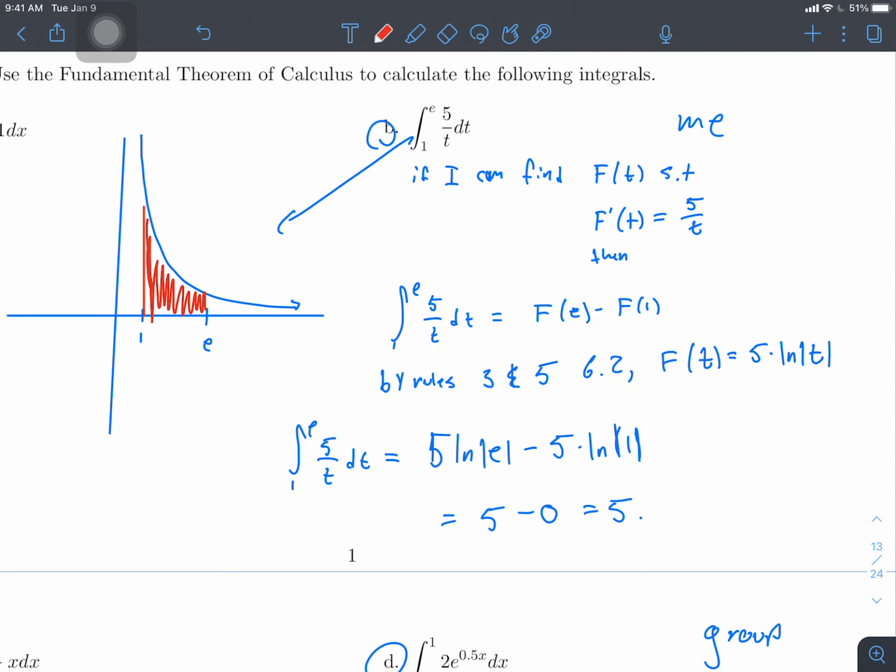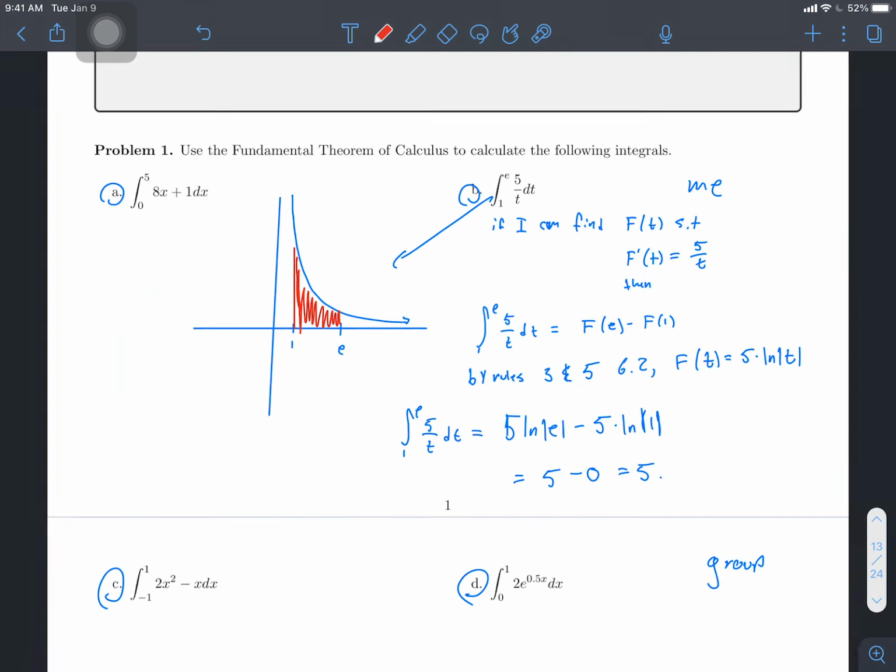Okay, so this is what Riemann and Lebesgue and all these famous mathematicians spent centuries trying to understand how to do: how do we find out what the area under a weird looking curve like that is? And the fact that it comes out that you can just find any antiderivative and plug in is an astonishingly elegant result.